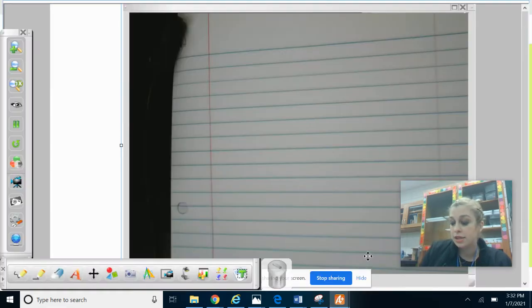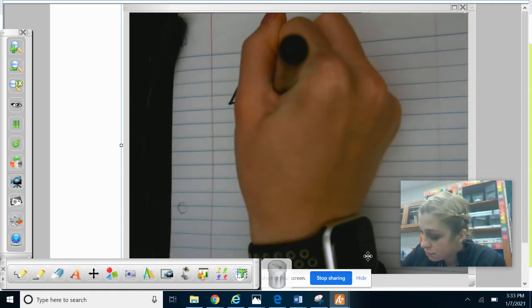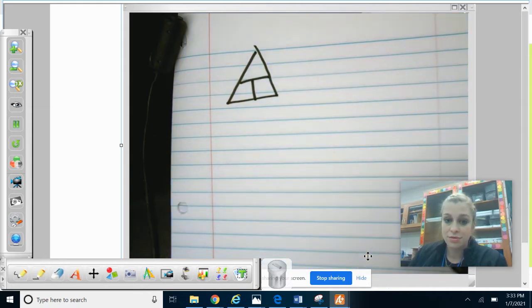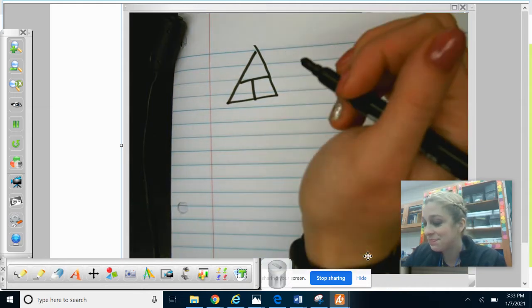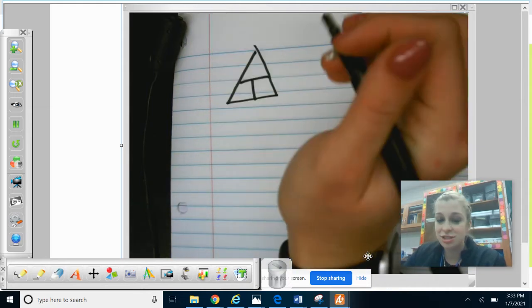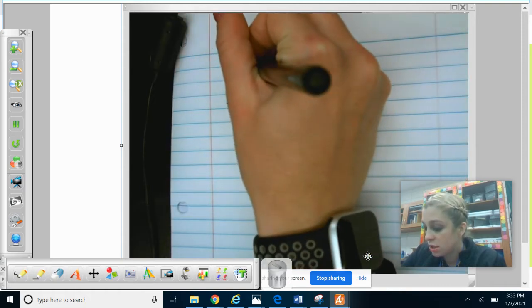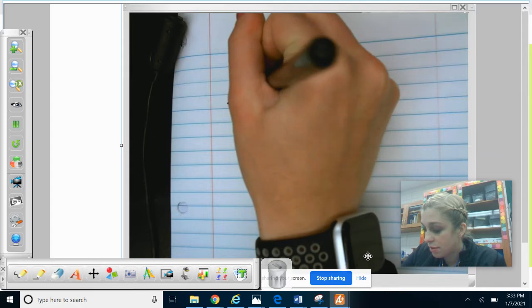I would highly suggest that you use paper. If you were in class, I would make you use paper on this. And you draw your triangle. Oh, that's an ugly triangle. But anyways, let's just make this our big triangle: speed, distance, time.